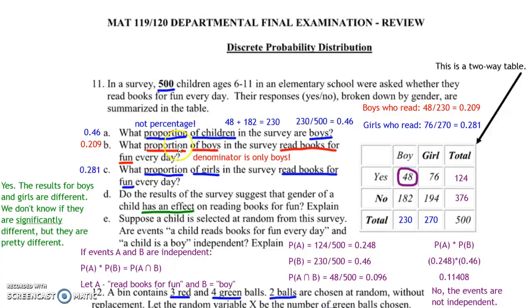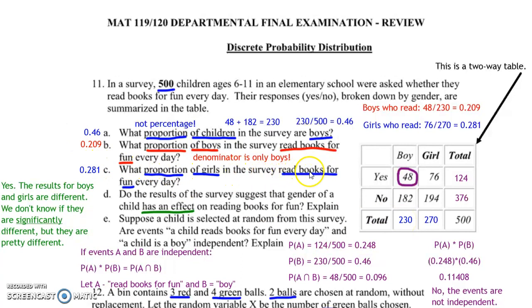What proportion of boys in the survey read books for fun every day? Well, it's the proportion of boys. So your denominator now is going to be only boys. This is an example of conditional probability. The total number of boys is 230. The ones in there that read books is only 48. We're not using the 124 because that number is made up of boys who read books, but also girls who read books. So we're using 48. So 48 out of 230 is 0.209.